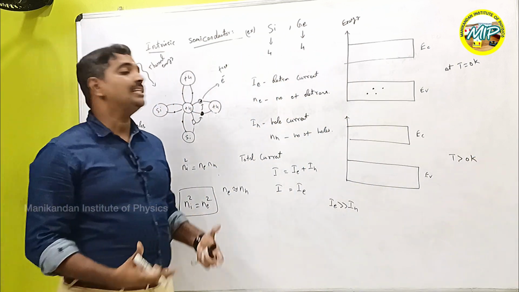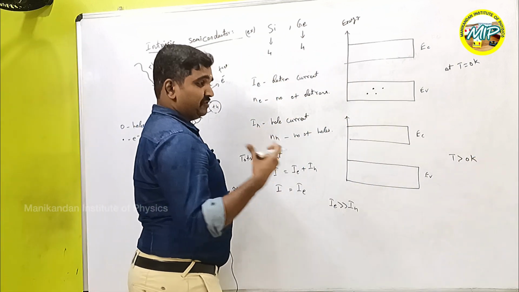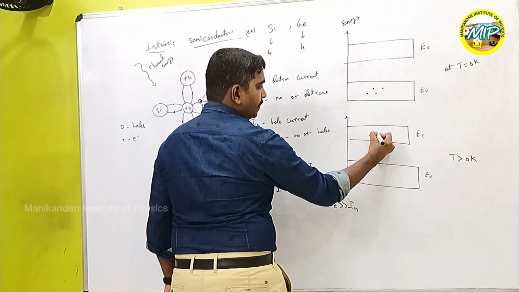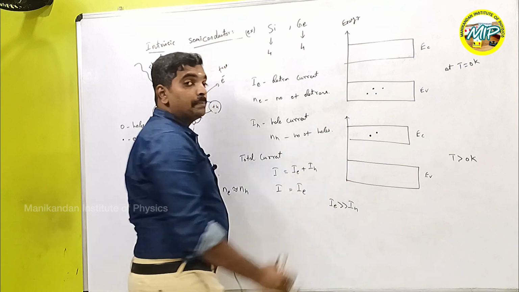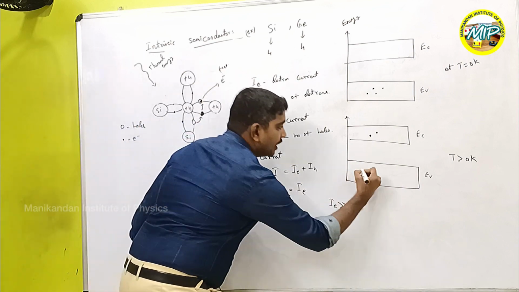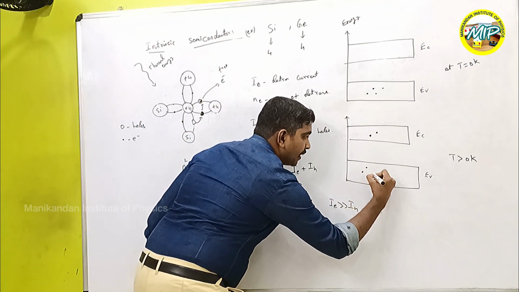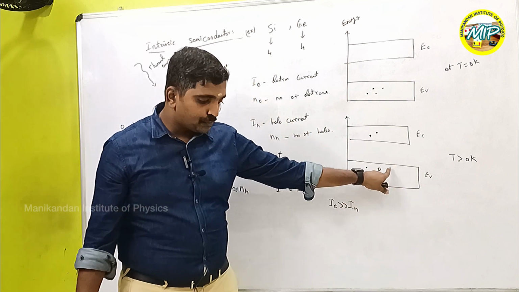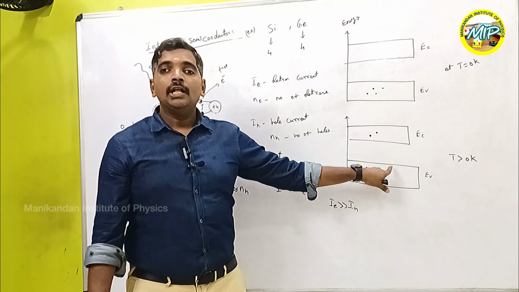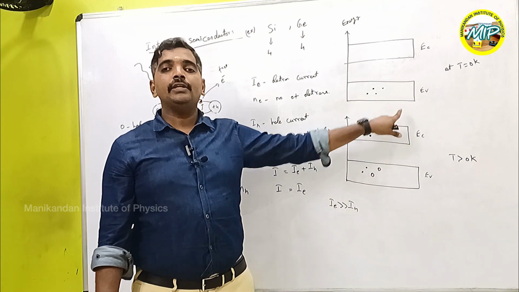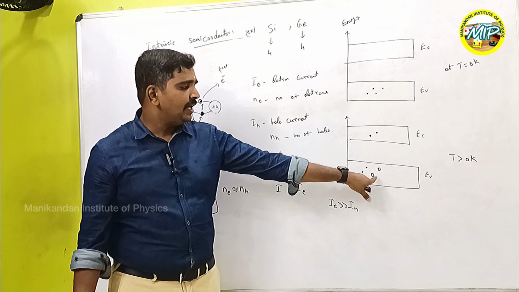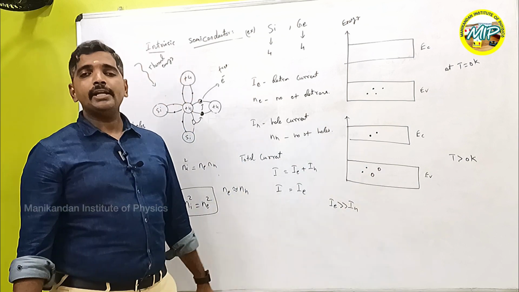When T is greater than 0 Kelvin, for example in this case, 2 electrons move from the valence band to the conduction band, then there will be 2 vacancies. This is one vacancy, this is one vacancy. This is a hole and this is a hole. When 2 electrons move from here to here, they leave 2 holes.